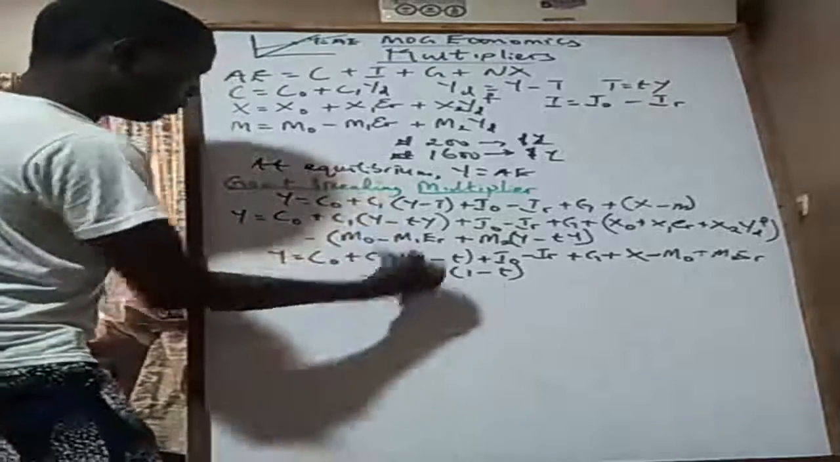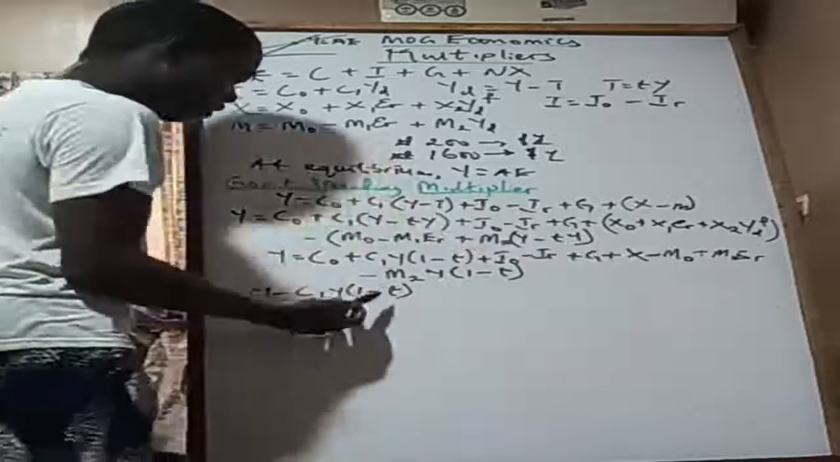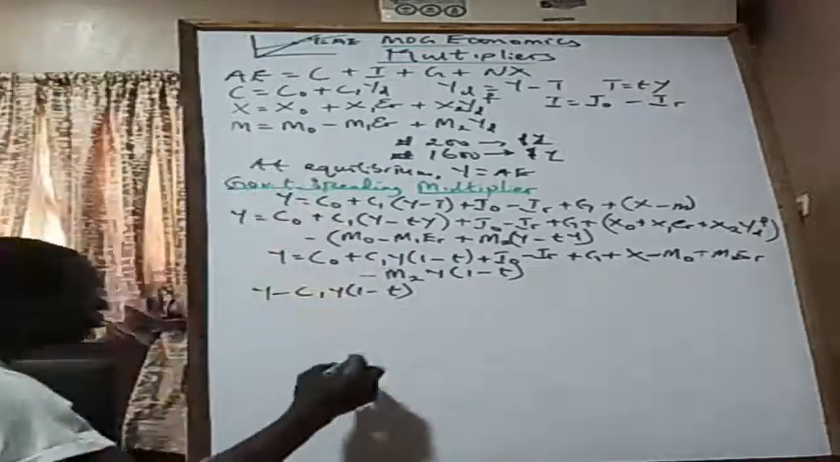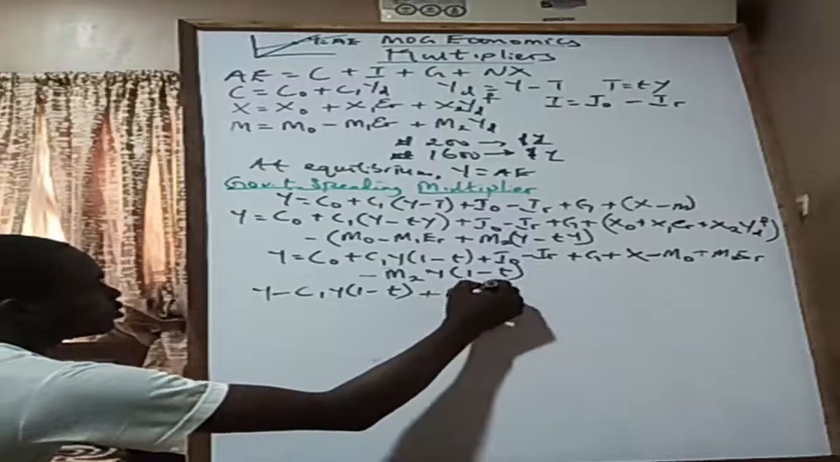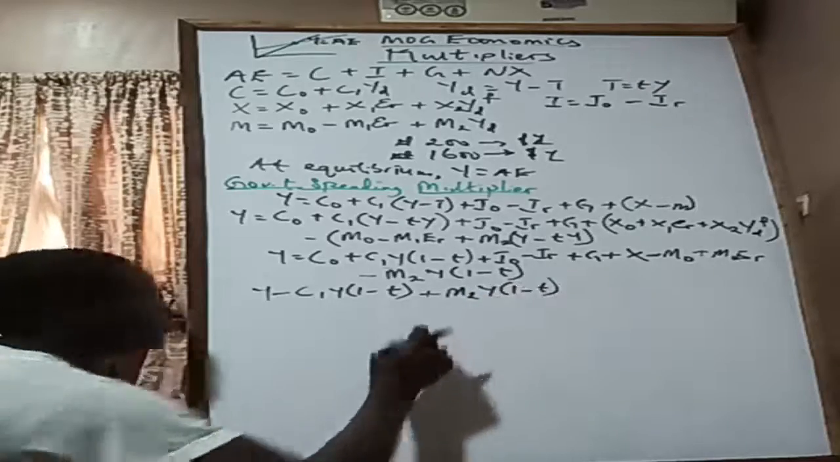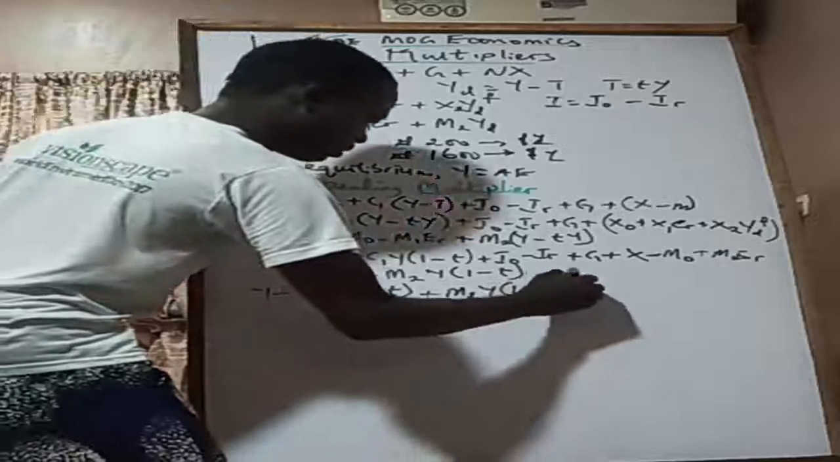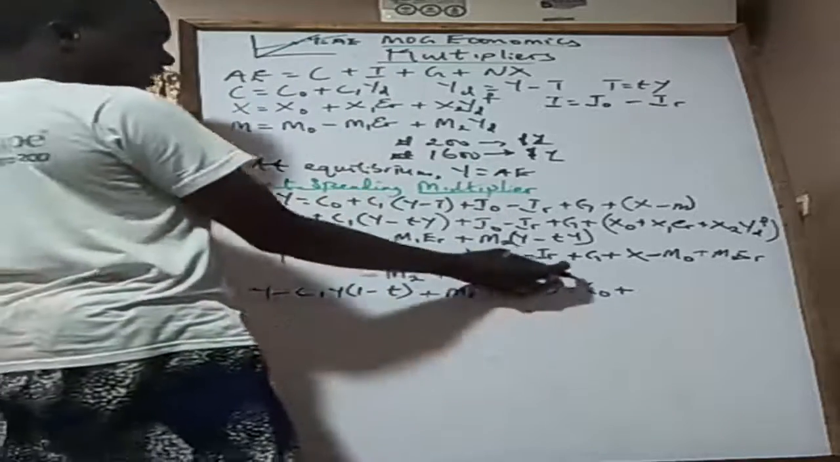So when all of this comes to this side, which one has y again? Minus m2y. So when minus comes to this other side, we have plus m2y, then 1 minus t. And we have the rest of this stuff. So we have plus c naught equals c naught plus. Since there's nothing like y here, let's just leave it, make it easy.